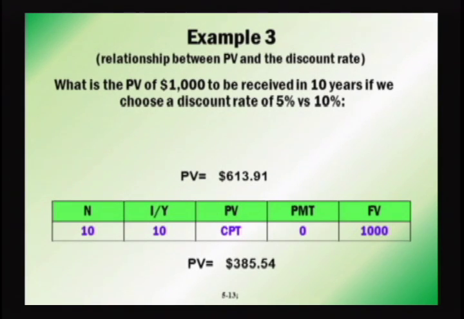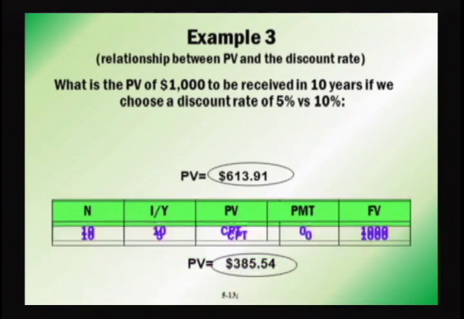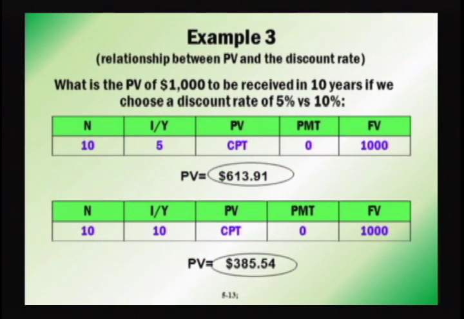Take a look here. The relationship between the present value and the discount rate. What is the present value of $1,000 to be received in 10 years if we have a discount rate of 5% versus a discount rate of 10%? At 5%, we're looking at 10 years, 5%, and $1,000 future value. So what we're trying to determine here is how much do I have to start with?